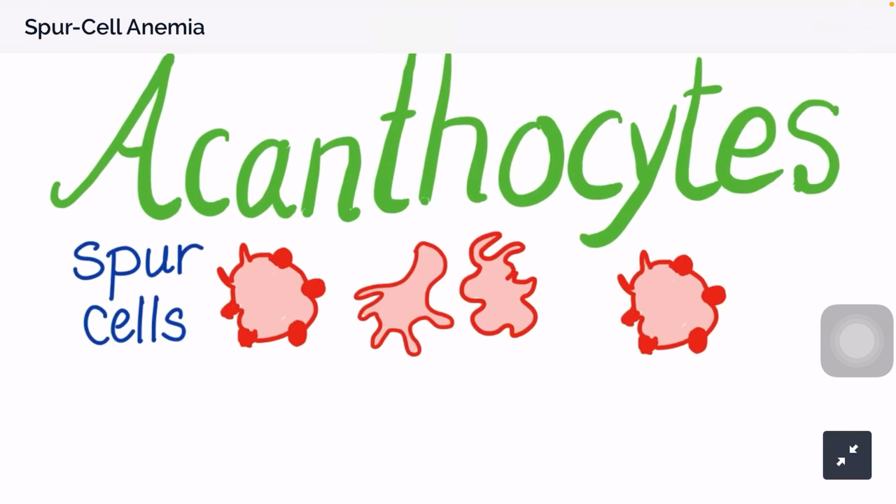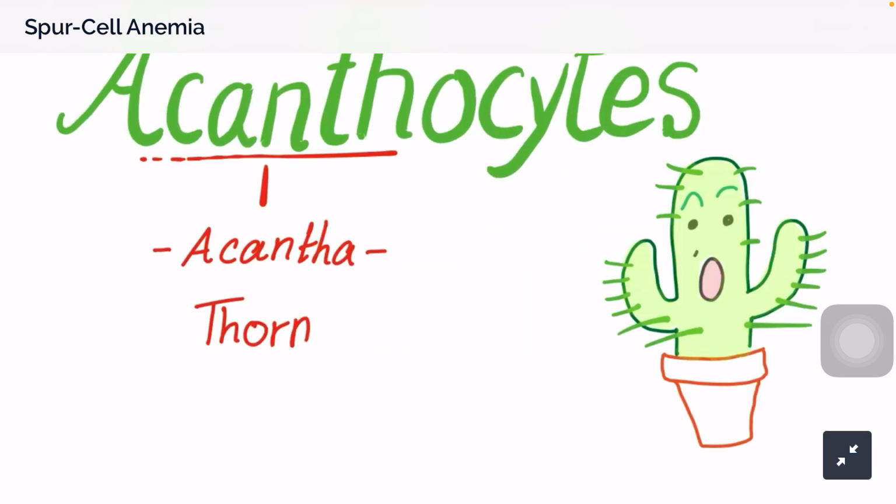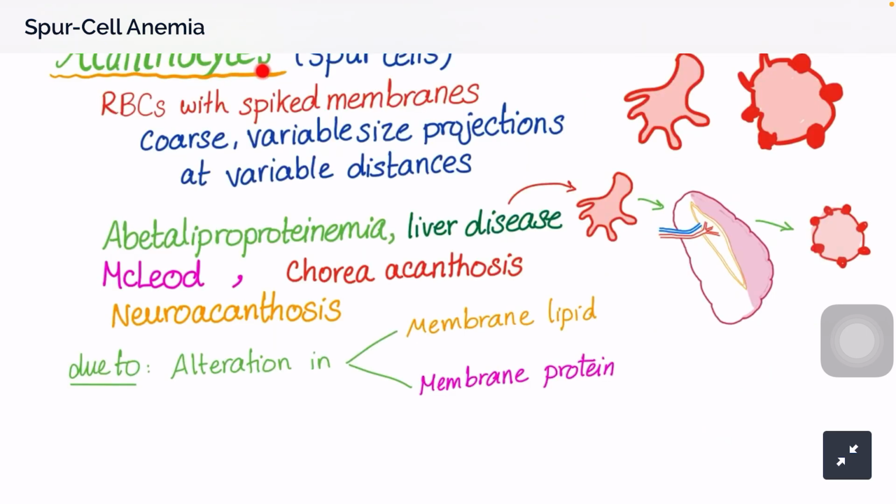In the previous video, we have discussed echinocytes or Burr cells. Today we'll talk about acanthocytes or Spur cells, an abnormally shaped red blood cell. Where did the word come from? From an ancient Greek word called acantha, meaning thorn, like these thorns. Cyte means cell. So, acanthocytes or Spur cells, they are red blood cells with spiked membranes, abnormal membranes.